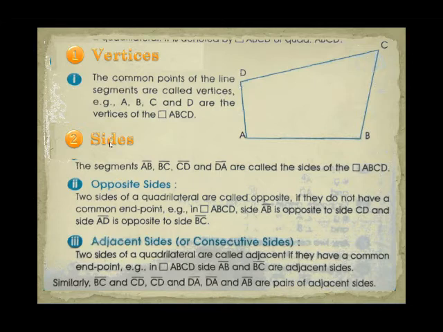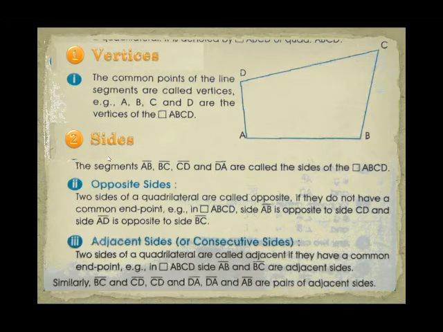Second one is the sides. The line segments AB, BC, CD and DA are the sides of the quadrilateral. As you see, students, from the point A to the point B is a line segment, and from the point B to the point C is another line segment, and from the point C to the point D another line segment, and from the point D to the point A is another line segment. So these line segments are called the sides of the quadrilateral ABCD.